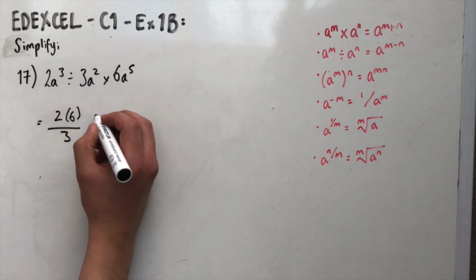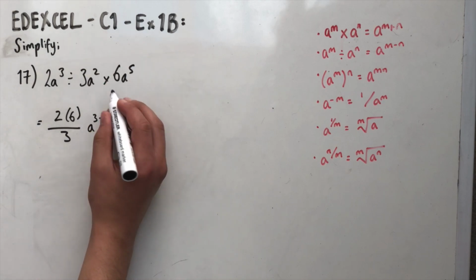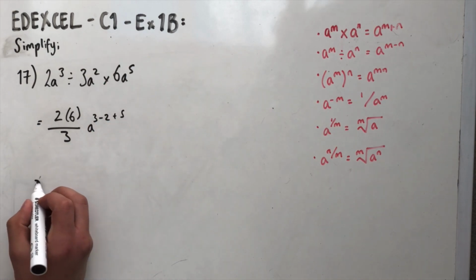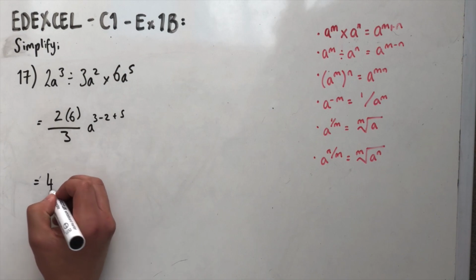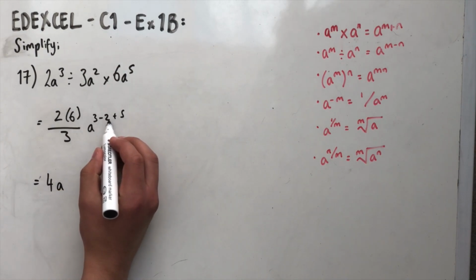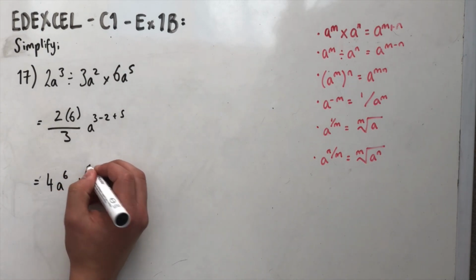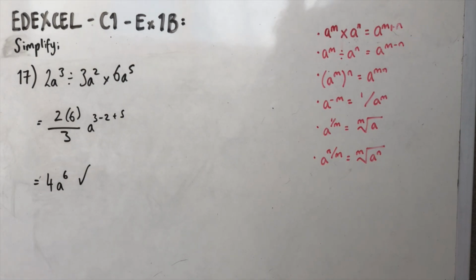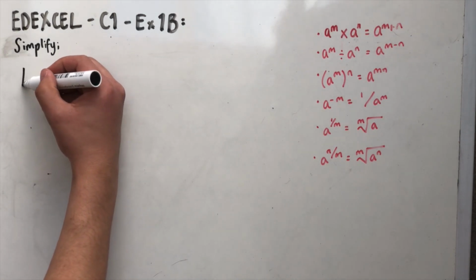Now with a we have 3 minus 2 because we're dividing by the a squared, plus 6 because we're timesing by the a to the power of 6, plus 5 because we're timesing by the a to the power of 5. Simplifying this, 2 times 6 is 12 divided by 3 is 4, 3 minus 2 plus 5 is 6, 4a to the power of 6.